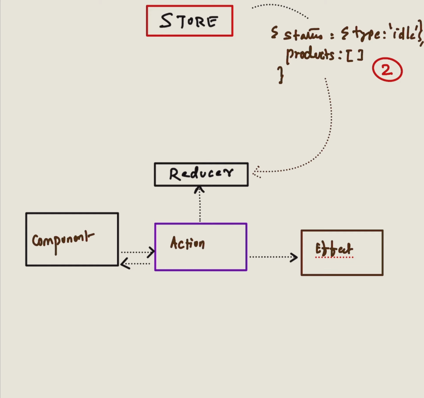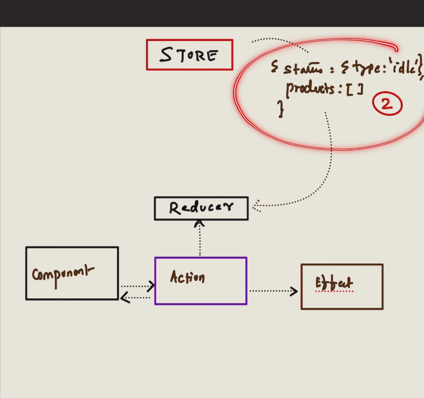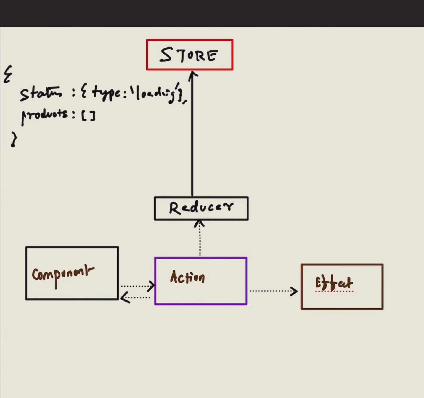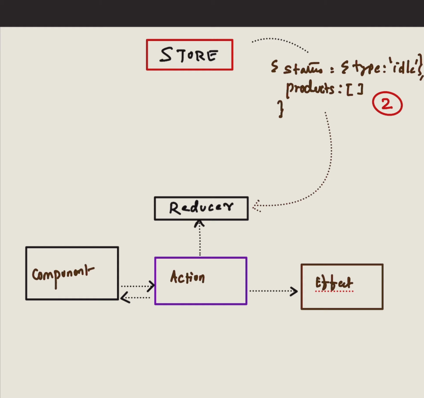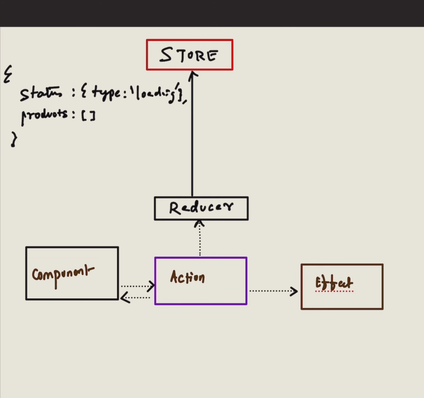Now the reducer takes that initial action and the initial state. What is the initial state that we will be fetching from the store? The initial state is type idle. From those, it will generate the new state, that is, it is about to load. Okay, so type is loading, there are no products, right? So the reducer takes the initial state and an action to give me a final state, that is, the status is loading with no products.